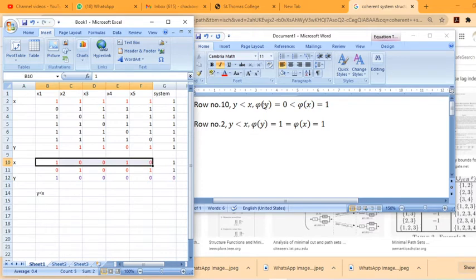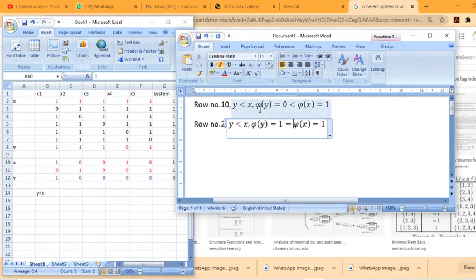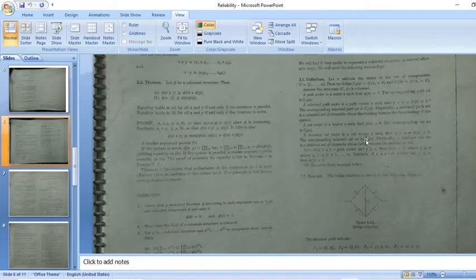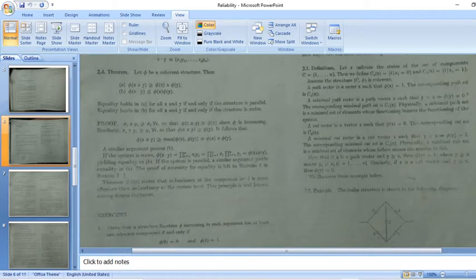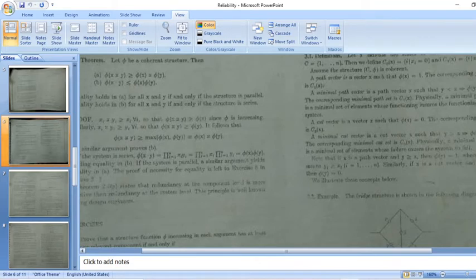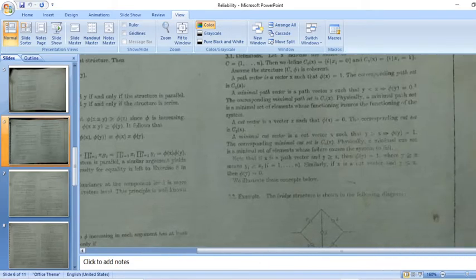When one component becomes 0, then phi of y equals 0 and phi of x equals 1. Such vectors are called minimal paths. That is formally written here. You can write it down from this book chapter. The notations are given here.